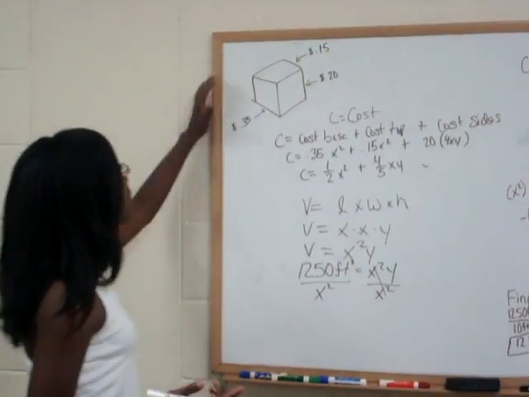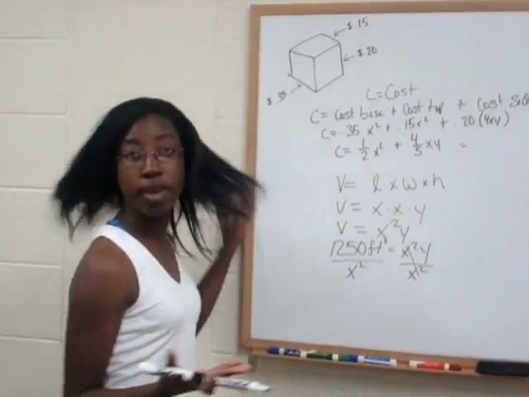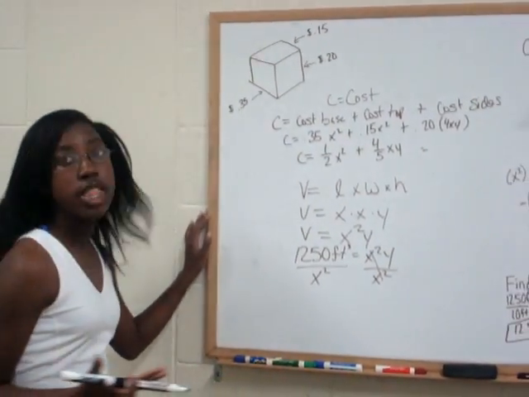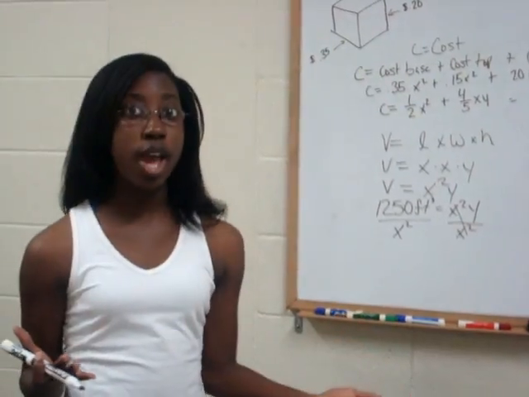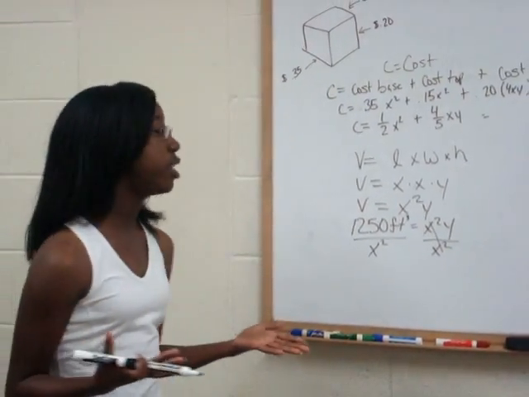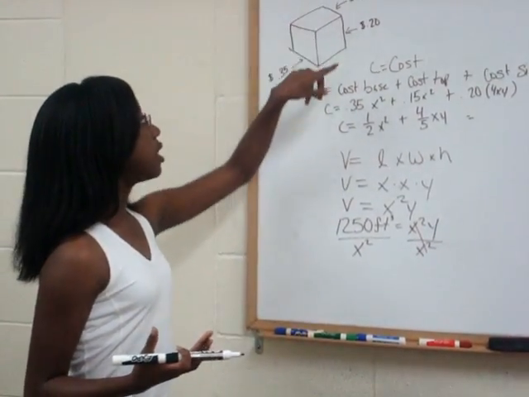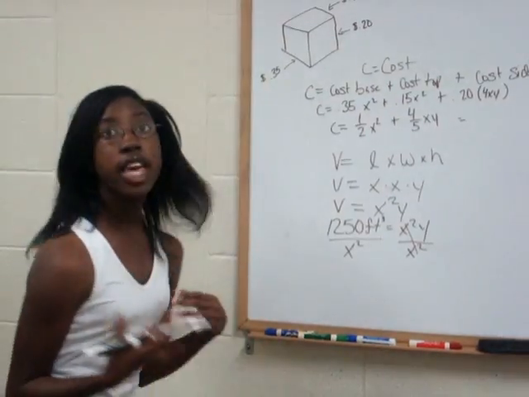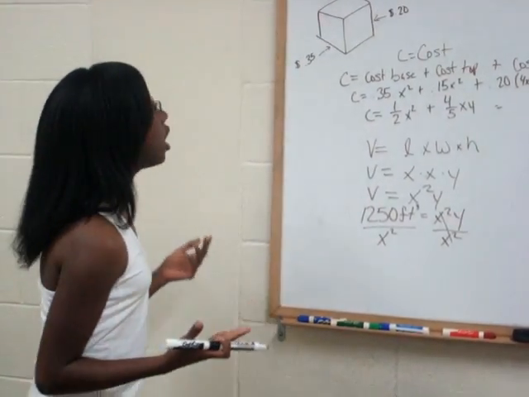So here we want to draw a picture so we can get a mental reality of what is going on and what we're being asked for. And then we want to separate our given from our unknown. Right now we know that we do not know the dimensions of the box, so those are our unknowns. We already have the cost of the base, the top, and the sides. Those are our given, and plus they gave us our volume, which is 1,250 cubic feet.